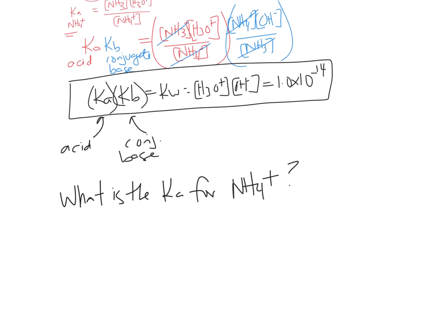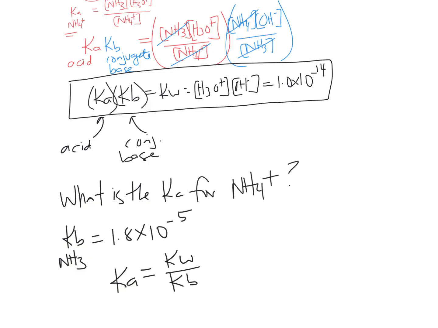We could look up, and we can work with this a little bit more in subsequent lessons, that the Kb of NH3 is 1.8 times 10 to the minus 5. I think that's what it was. All right. So what do we do then? We know that the Ka is going to be equal to Kw divided by that Kb. It's going to be equal to 1.0 times 10 to the minus 14 divided by 1.8 times 10 to the minus 5. So do the math on that.